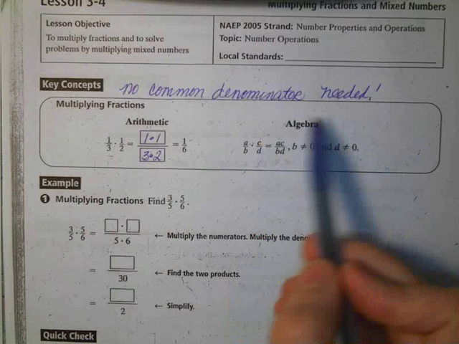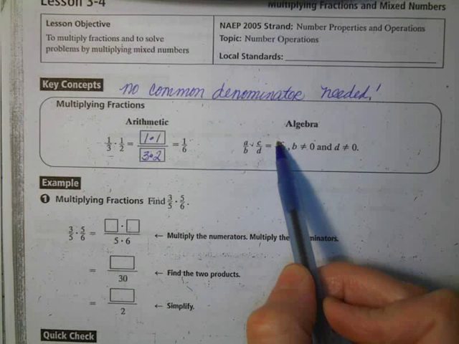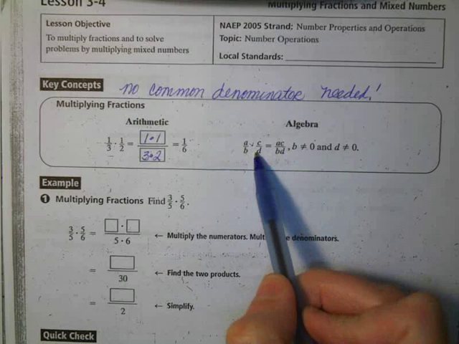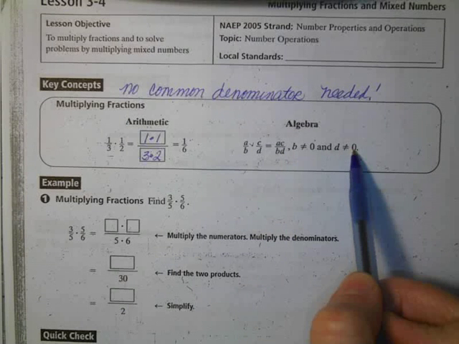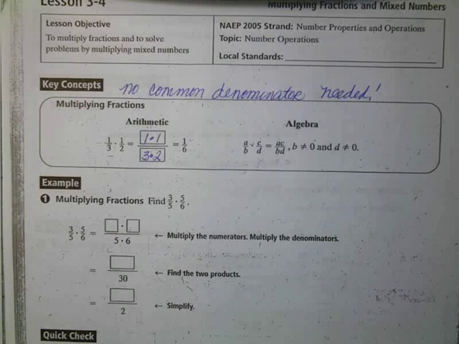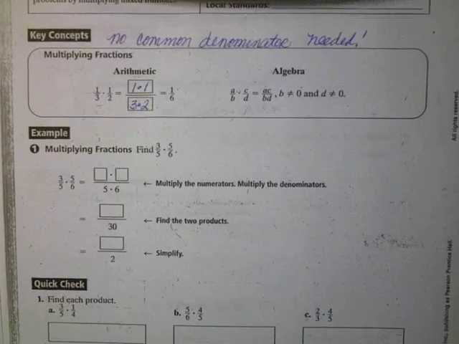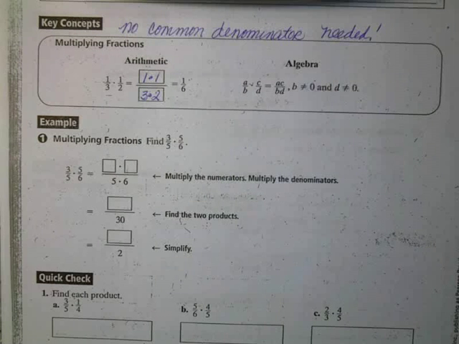Algebraically speaking, A/B times C/D gives me AC, whatever that answer is, over BD. B and D cannot be 0 because, remember, this bar means division and we cannot divide by 0. I don't think we'll have that problem at the moment, but it is something to know, and that's why it says that it cannot be 0. Okay, so let's look at some examples.